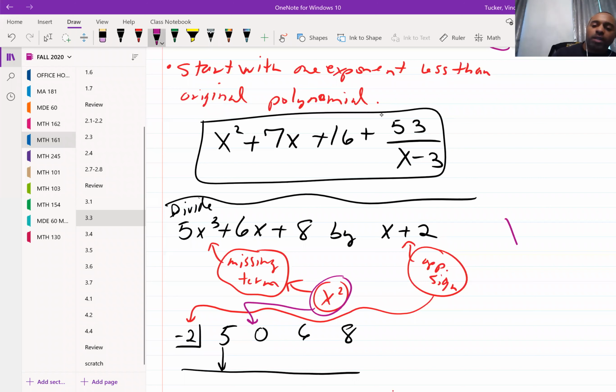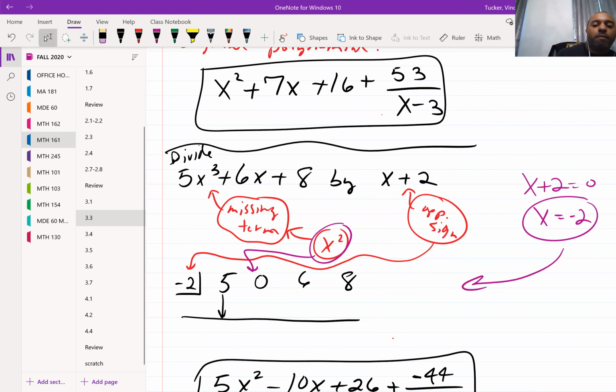because once again, we're leaning on this thought process of if I had x plus 2 equal to 0, if I were to solve this, I would be left with x equal to negative 2, and that's what we're using down here in our synthetic division. All right, so let's go through the process.